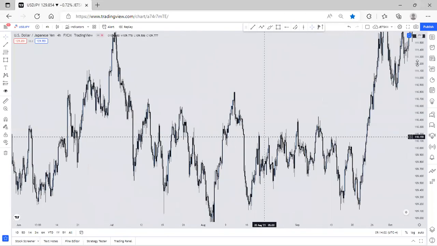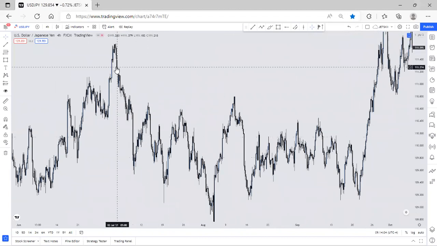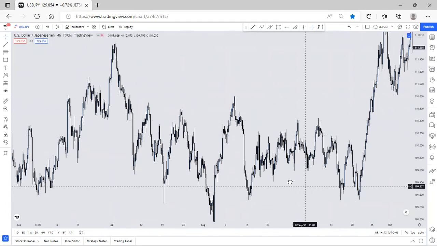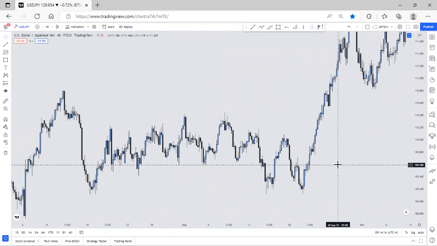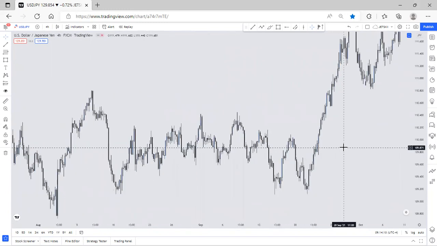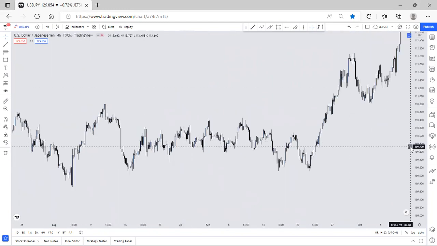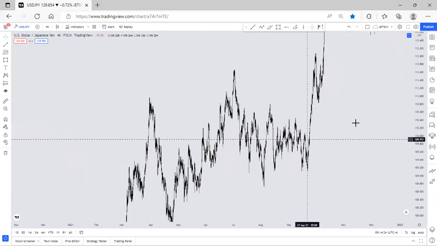In this video, I'm going to be showing you how you can use your H4 time frame or your candles to determine the bias for the next couple of hours, or days sometimes, depending on the setup.